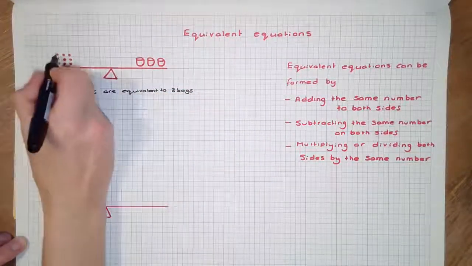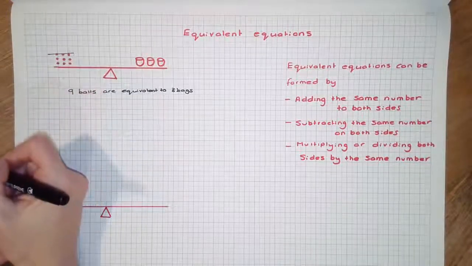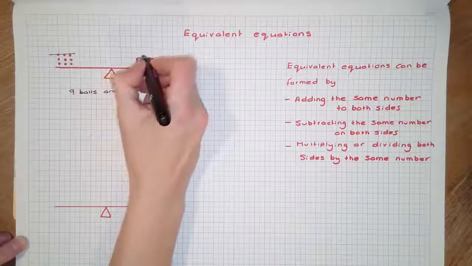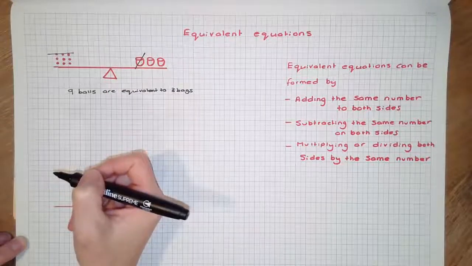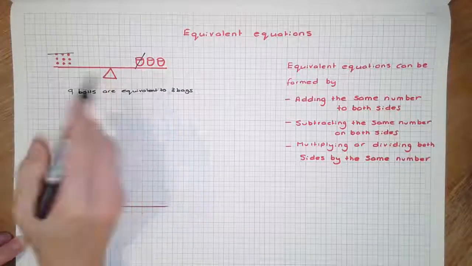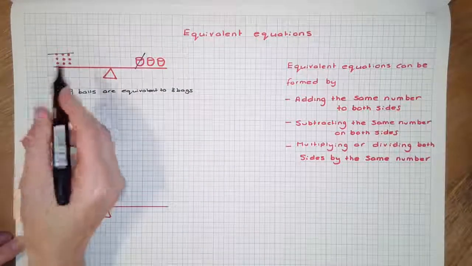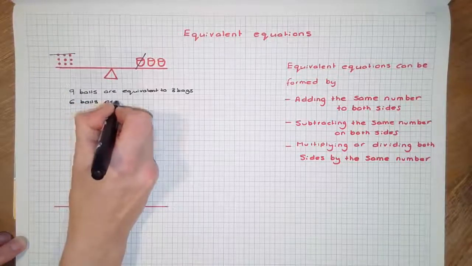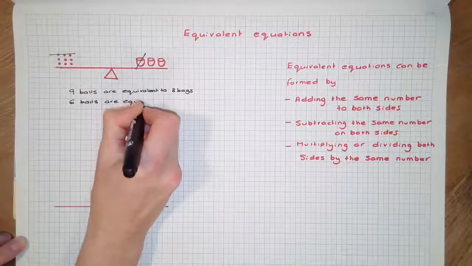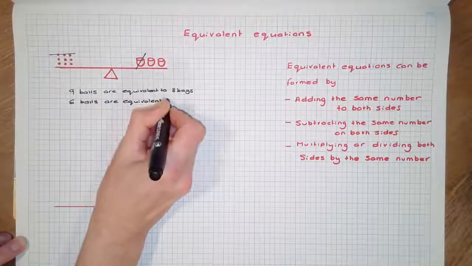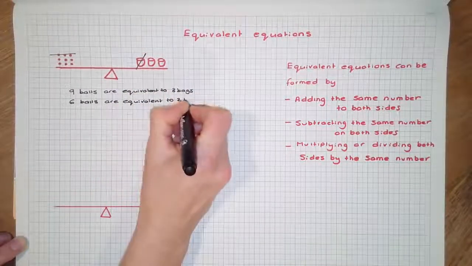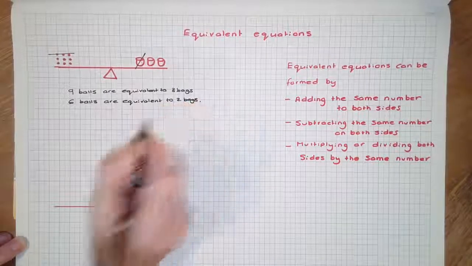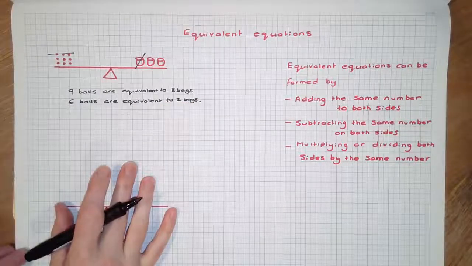If we remove 3 balls from the scale, we would also have to remove 1 bag from the scale to keep it balanced. We would then say that 6 balls are equivalent to 2 bags. This is similar to what we do with equations.